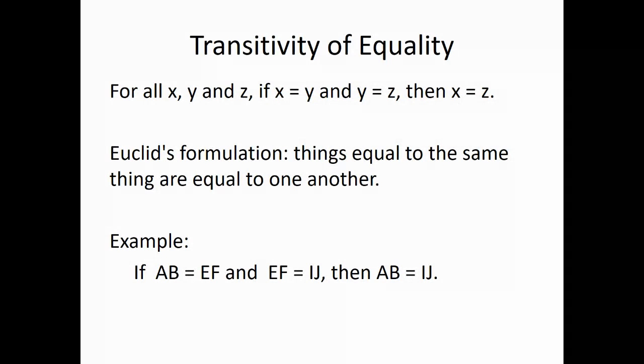And here's an example. Let us say that segment AB has the same length as segment EF, and that segment EF has the same length as segment IJ. Then it follows by the transitivity of equality that segment AB is equal to segment IJ.